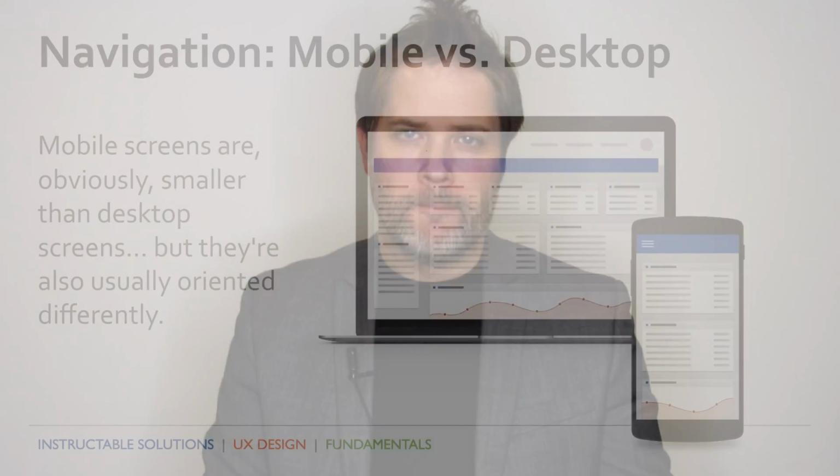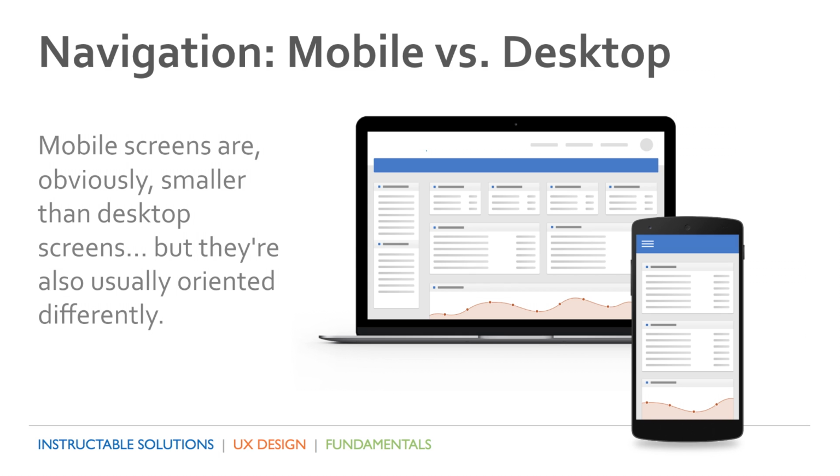Mobile screens are obviously smaller than desktop screens, but they're also usually oriented differently. And when we think about creating our navigation structures, we need to take into account that the structure itself will likely pivot from horizontal to vertical. We need to think about word length. We need to think about the amount of labels, the categories themselves, the depth and the breadth. Assembling those together takes a little bit of extra work, but if we can concentrate on creating a navigation structure that meets those two platforms, we should be able to cover everything in between.